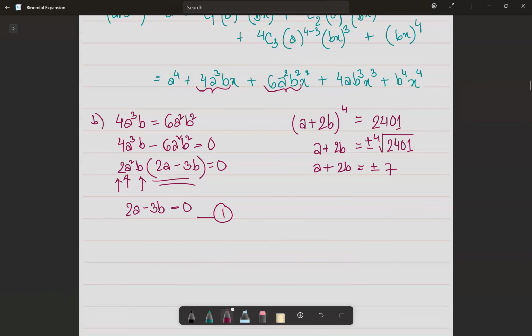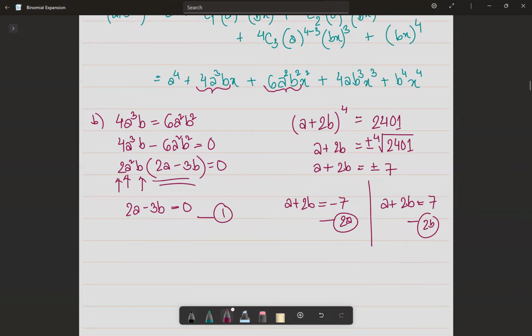So from here, you get two possible equations. Let me take some space in here. We have either a plus 2b is equal to minus 7, or a plus 2b is equal to 7. So we have two possible equations, both of which are parts of our equation 2. Let's name this equation 2a, and let's name this equation 2b.